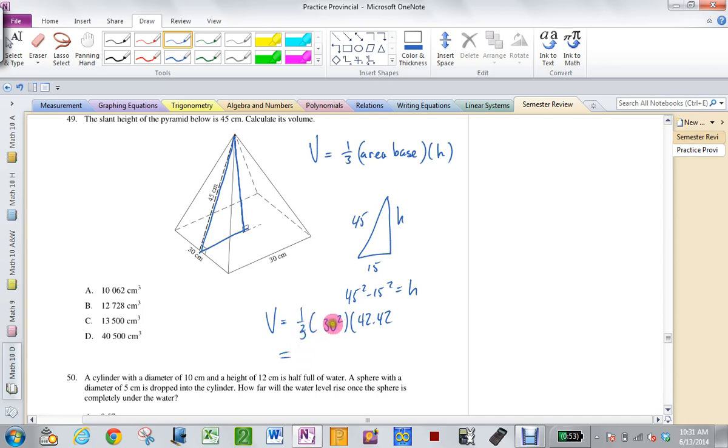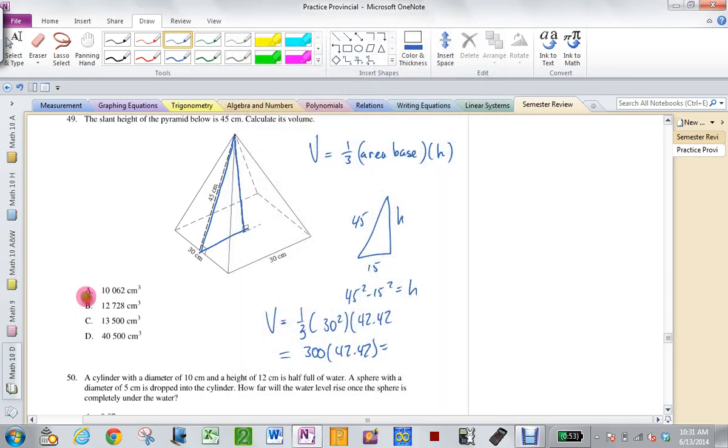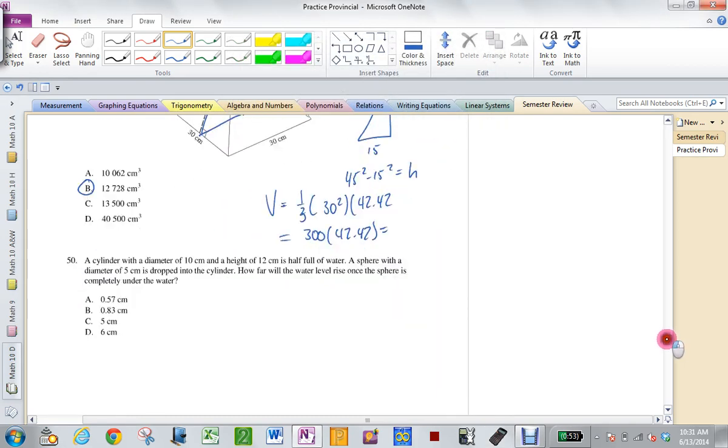That's going to be 900 times a third. It's going to be 300 times 42.42, which equals, you should already be able to get the answer, 42.42 times 300 equals 12,726. We have 12,728. That's our best answer.